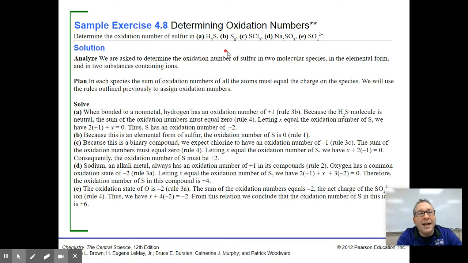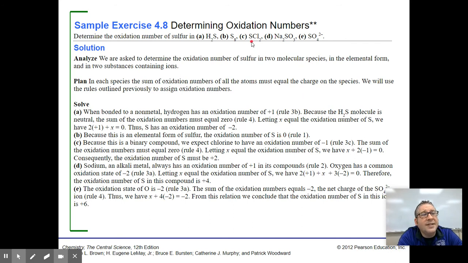For B, we have S8. This is actually one of the most stable forms of sulfur. So this is how it's typically found in nature. Since S8 is how we typically find it in nature, it means it's in its elemental form. Therefore, its oxidation number is 0.